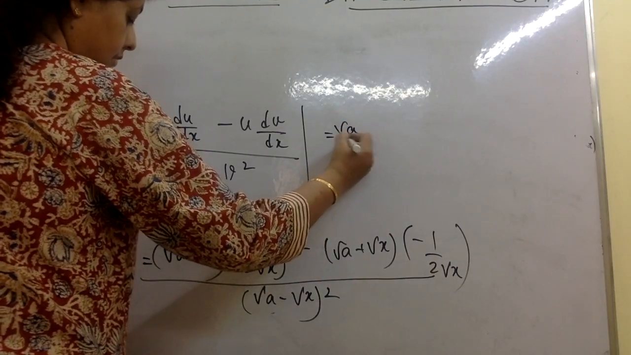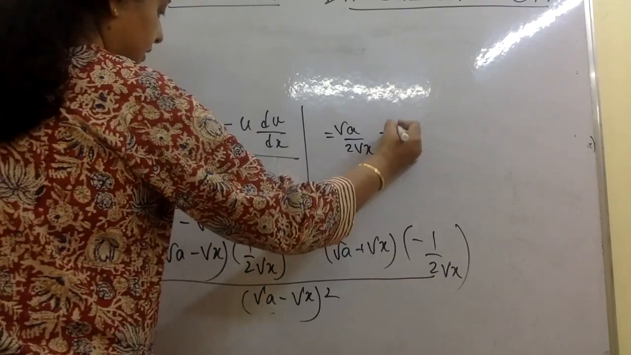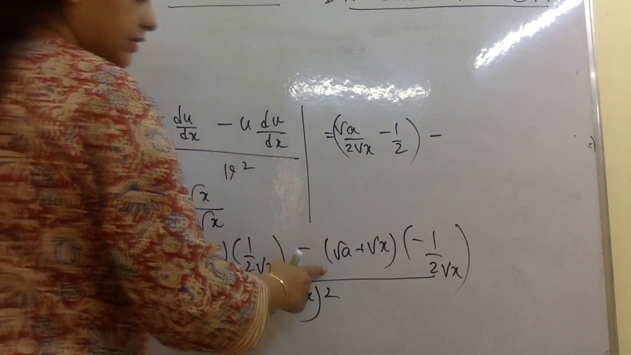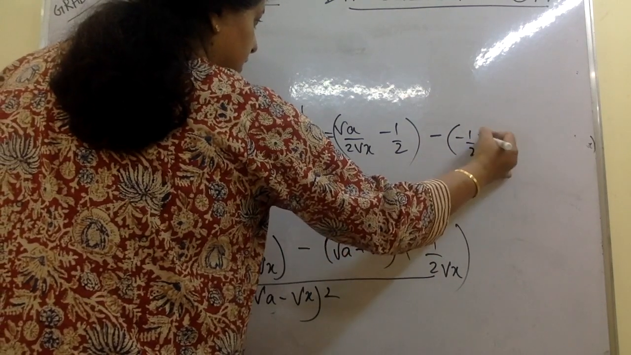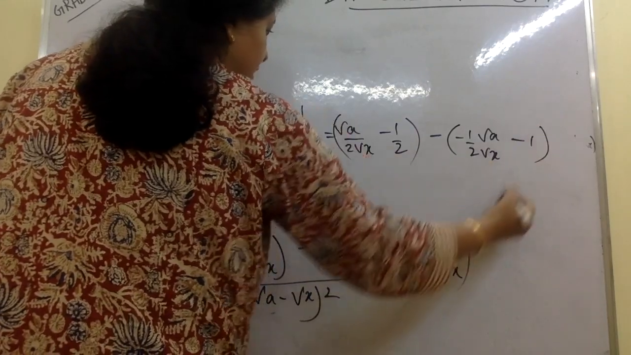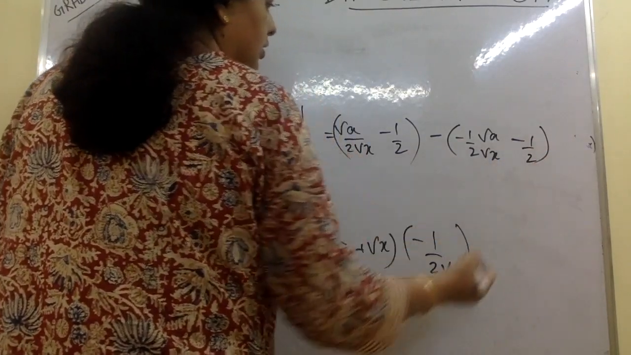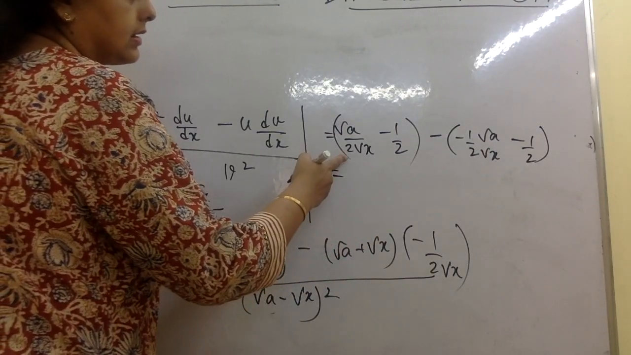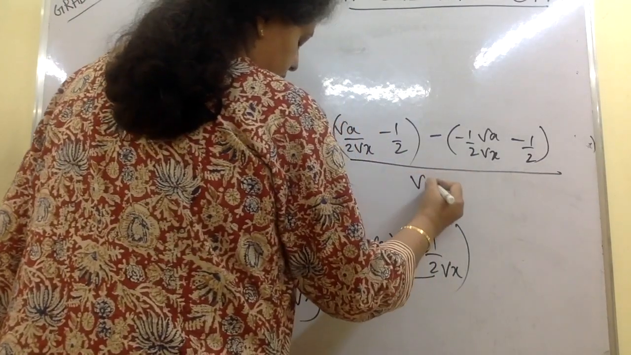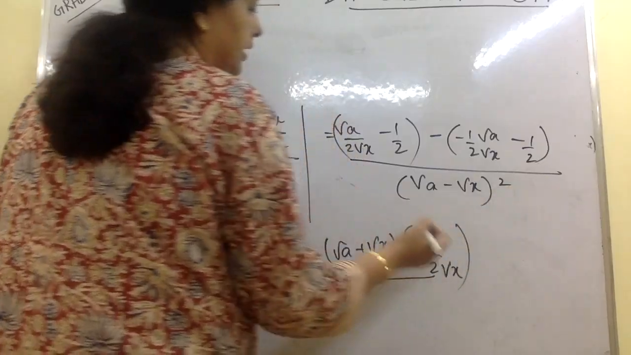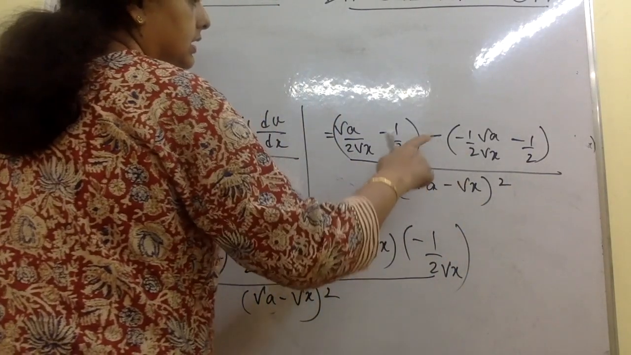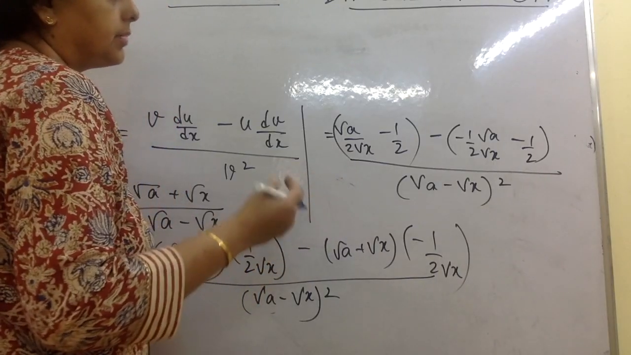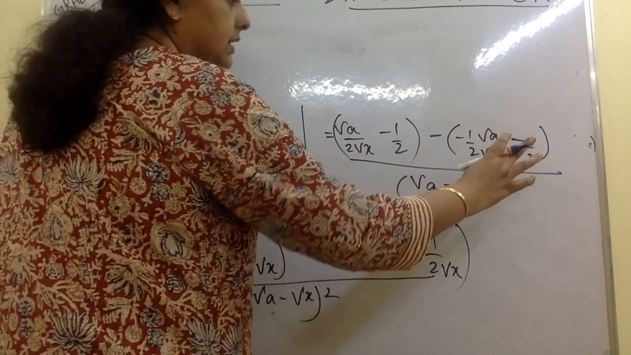root a by 2 root x minus half minus, this is minus half root x, and here root a minus 1 by 2, which is equal to, okay, so here I can see that the denominator is root a minus root x whole square. Now I can see that if I add this with this, I will get a 2 root a by 2 root x, and minus half and plus half cancels.